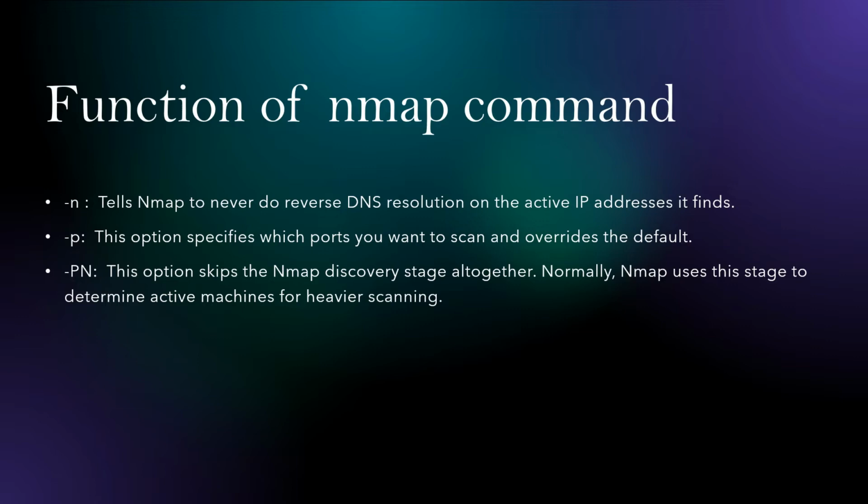And the third one is -Pn. This option skips the Nmap discovery stage altogether. Normally, Nmap uses this stage to determine active machines for heavier scanning. By default, Nmap only performs heavy probing such as port scans, version detection, or OS detection against hosts that are found to be up. Disabling host discovery with this command causes Nmap to attempt the requested scanning functions against every target IP address specified.